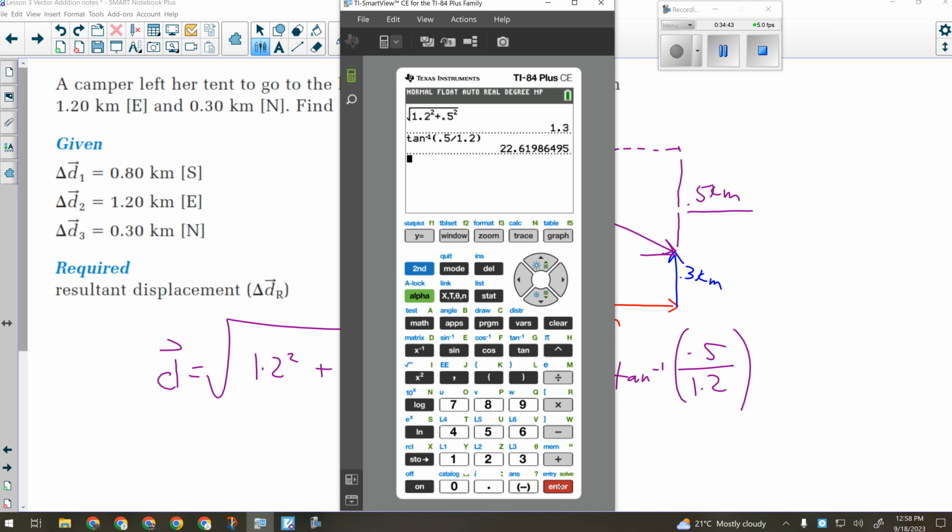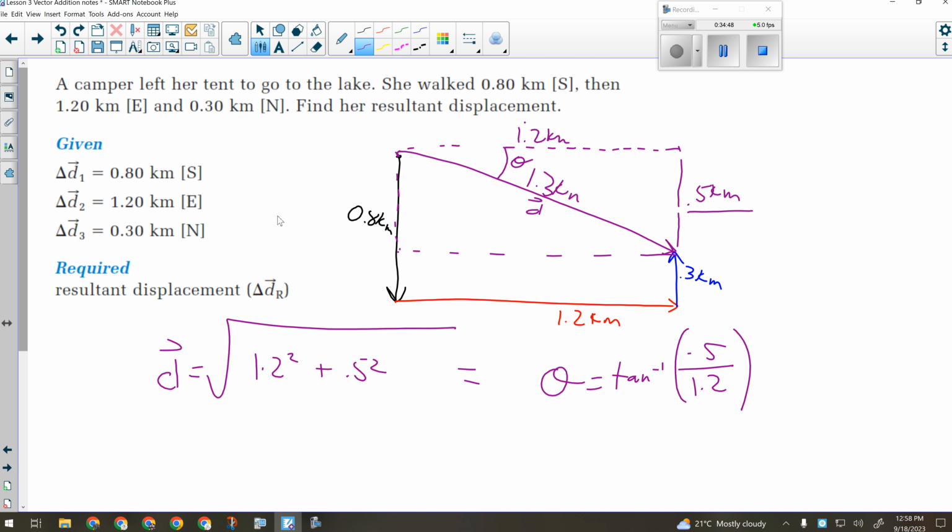So I get that that's 22.6. I only have 2 significant digits, so it's going to be 23 degrees. And that is south of east. Now if I do that triangle the other way, if I do it this way, I'm looking for this angle. That makes my opposite side 1.2 and my adjacent side 0.5. Am I going to get the opposite angle? Or let's say the complementary angle to that 23 degrees.